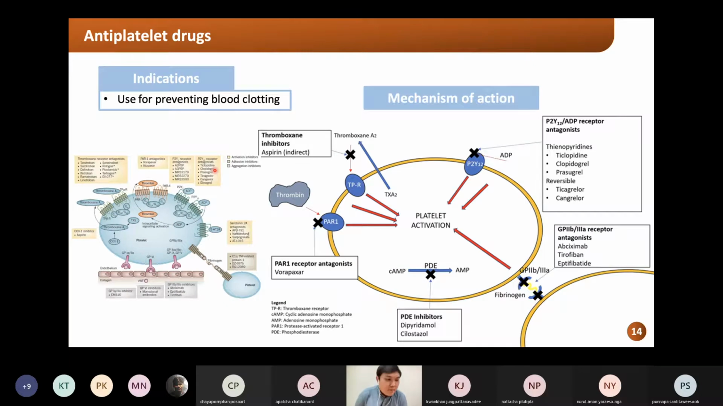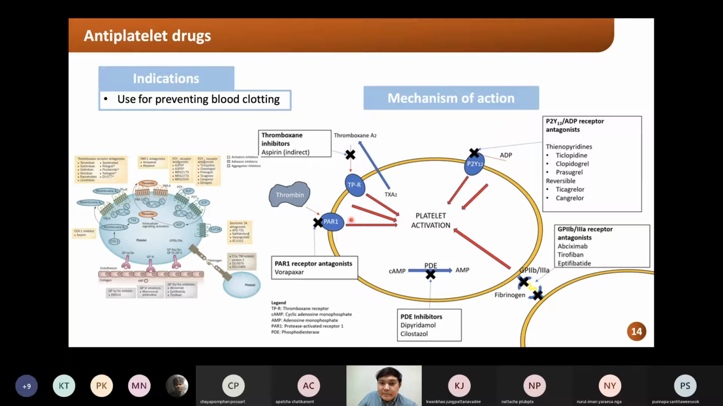And we're going to move to the anti-platelet drugs. All right, the indication for the anti-platelet drugs is to prevent blood clotting. And you will see here the mechanism of actions.